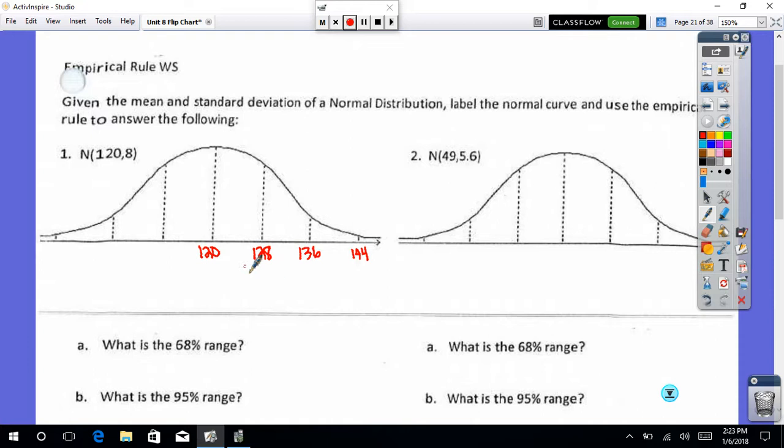On the flip side of that, going backwards, we end up at 112, and then 104, and then at 96.